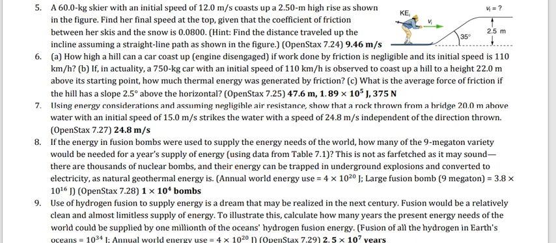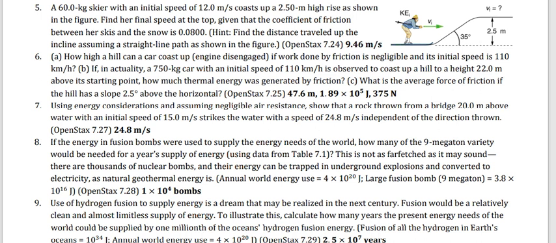So 5 asks us about the skier going up this hill. Okay, and this is one of, if not the most complicated problems. There's just a lot of pieces. They're all pieces that we've done before, but just put together at the same time.